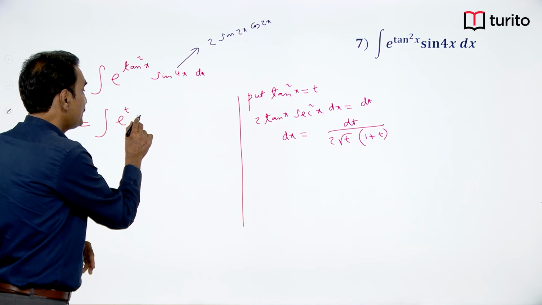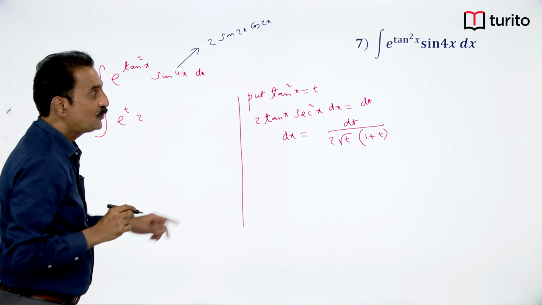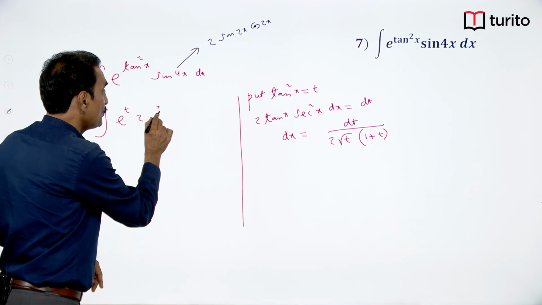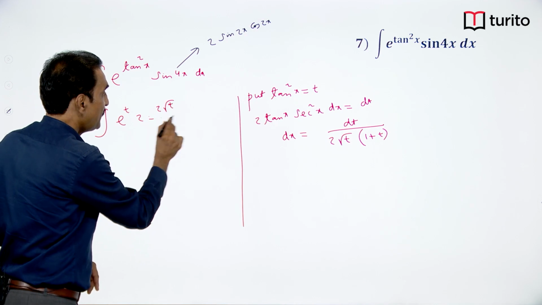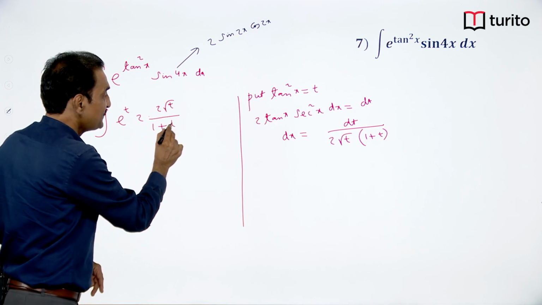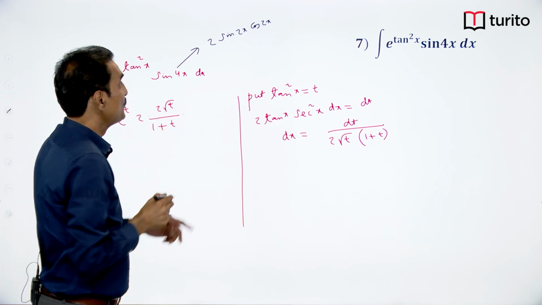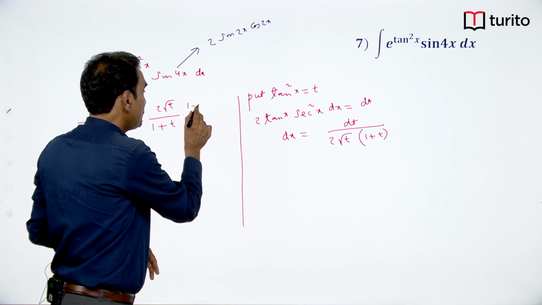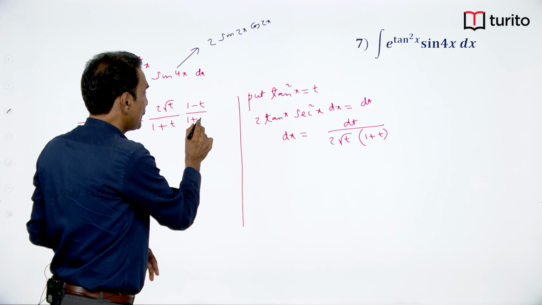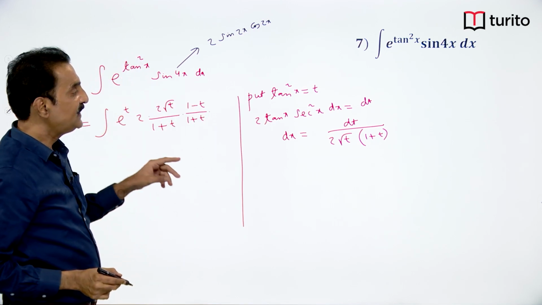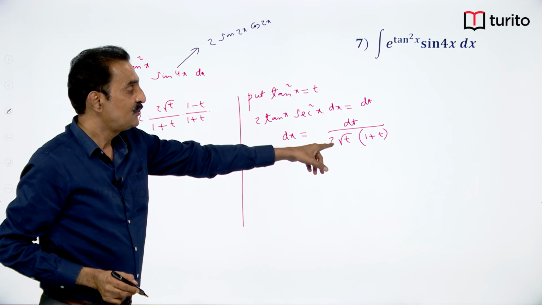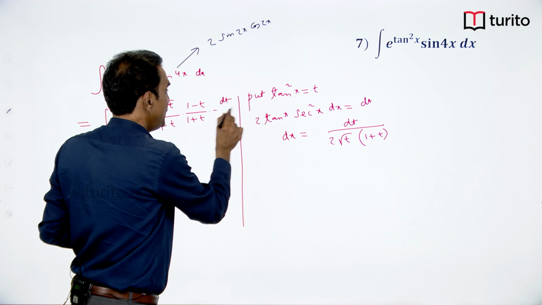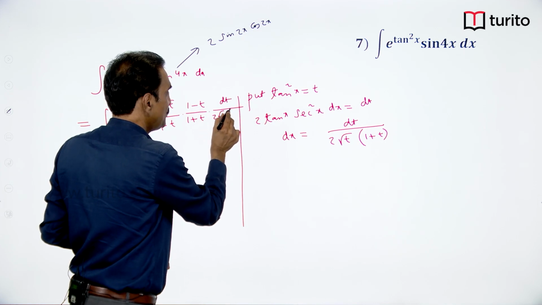So it will be 2 into sin 2x, 2 tan x is 2 root t, by 1 plus tan square x is 1 plus t, into cos 2x, 1 minus tan square x by 1 plus tan square x, that is 1 minus t by 1 plus t, into finally dx. dx is dt by 2 root t into 1 plus t.